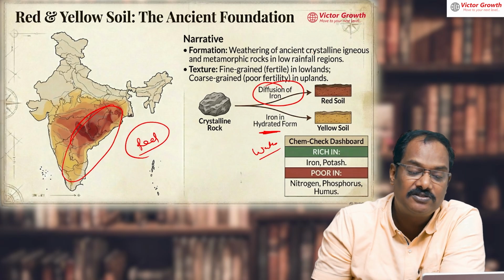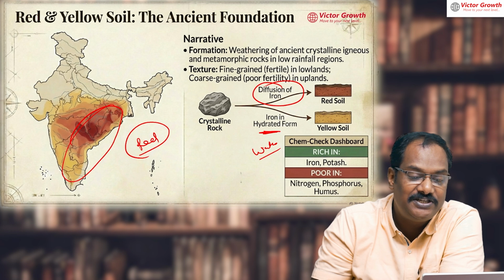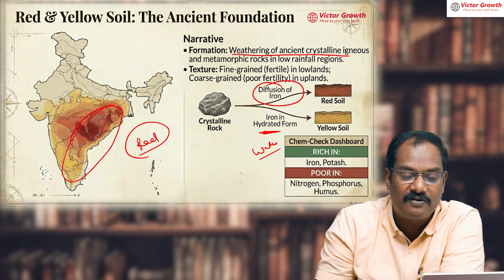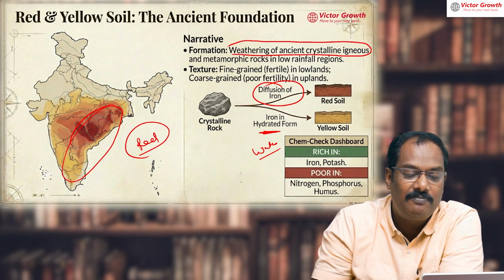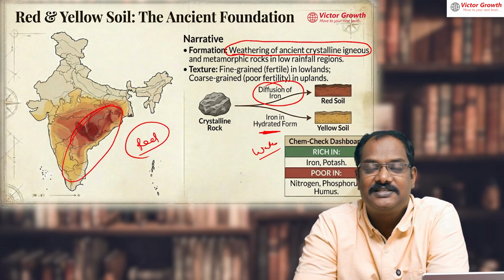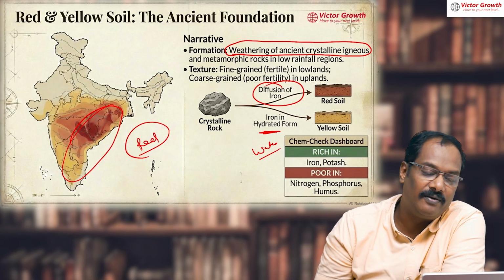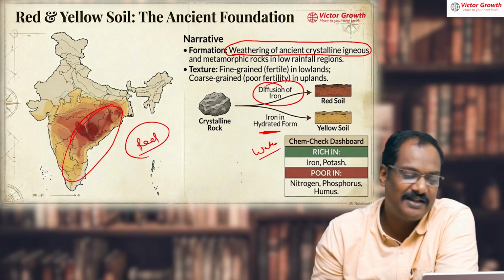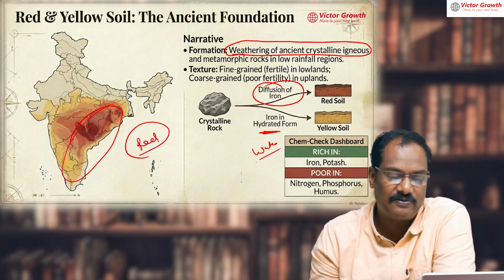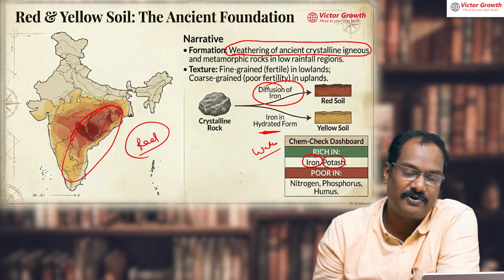It is because of weathering of ancient crystalline igneous metamorphic rocks. Please write down this: how the soil is formed? Weathering of ancient crystalline igneous metamorphic rocks. Normally they are not very fertile, but with fertilizer you can cultivate also. They are rich in iron and rich in potash.